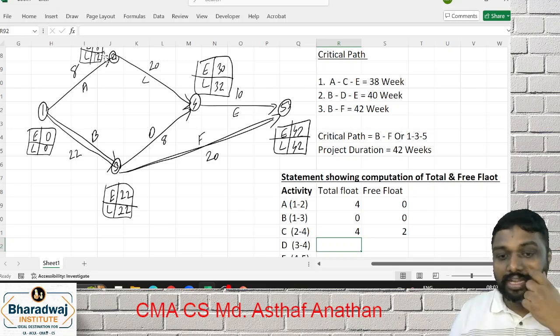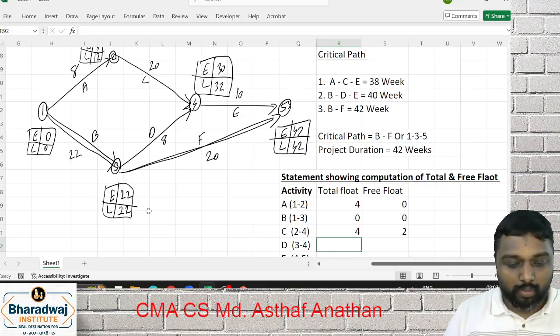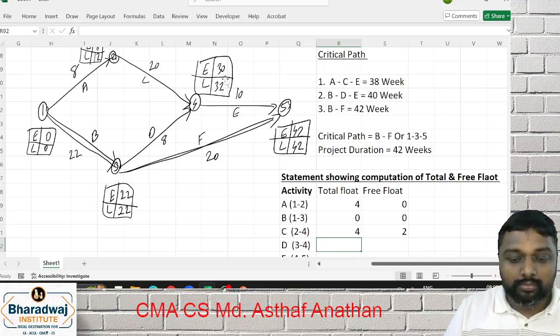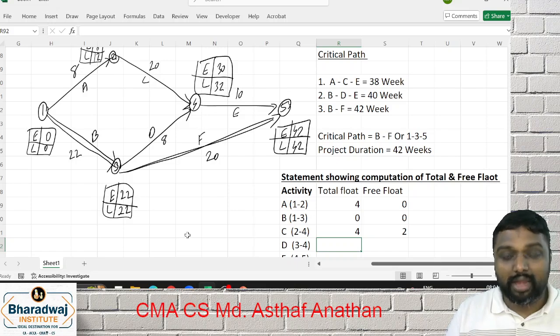Next is 3 to 4. What is 3 to 4, friends? 1, 2, 3, 4. 22, 22. So 32 minus, you have 22. 32 minus 22, 12. 12 minus 8, 4.